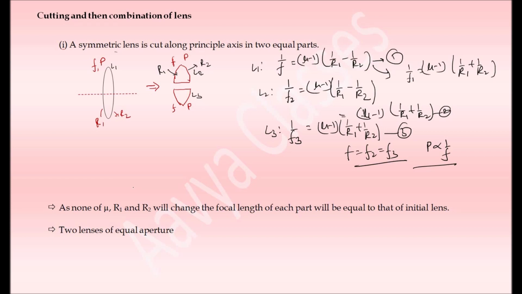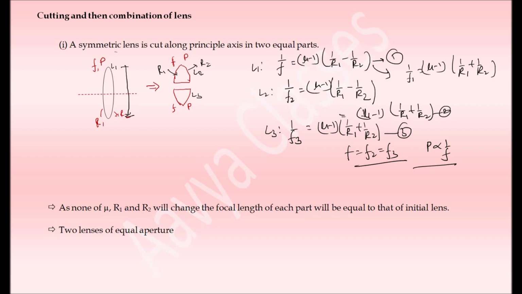So again, what will be the intensity? Here we define intensity in terms of the aperture of the lens. Aperture is the effective diameter through which light rays transmit. Aperture is the diameter of the effective light transmitting area.